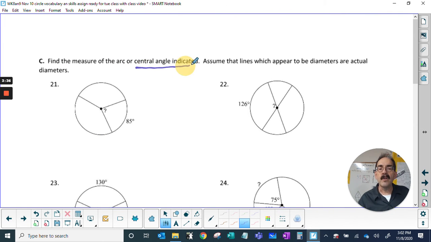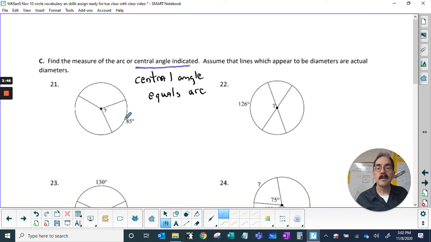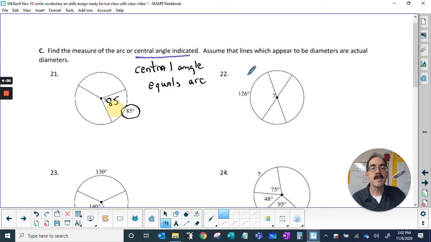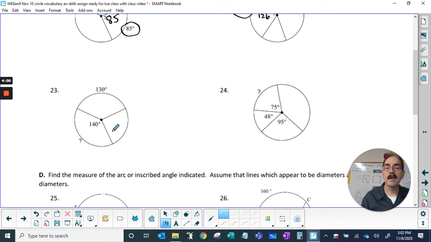Central angle indicated. Oh, central angle equals the arc. So 85, 85. Okay? Central angle 126, 126. Okay? Central angle is equal to the arc. 140, 140, 130, 130. How about this?